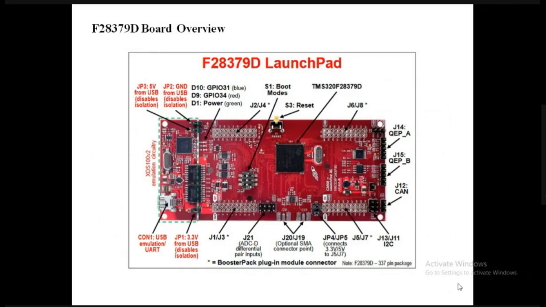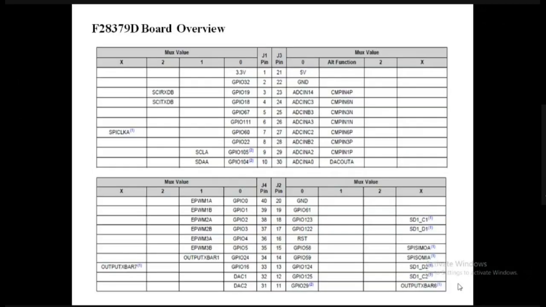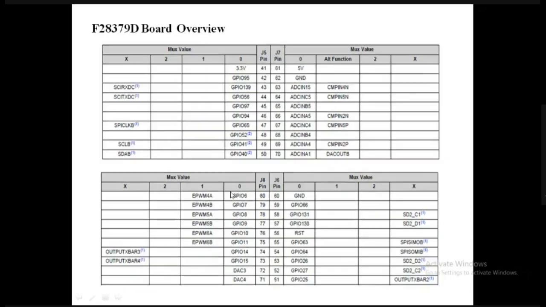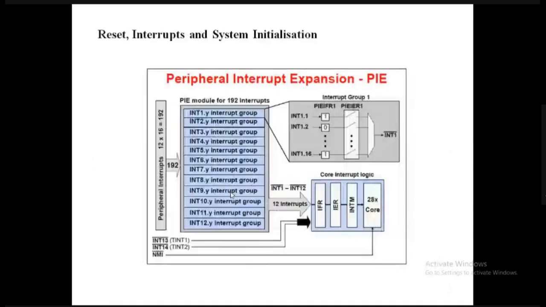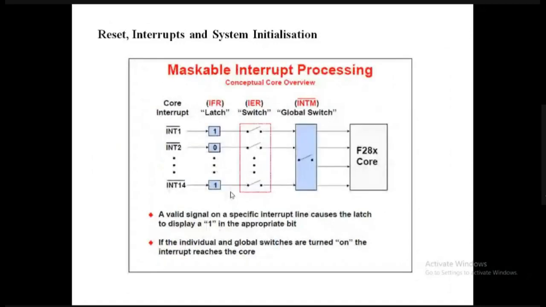GPIO pins present on this microcontroller, and then we saw GPIO and peripheral muxing, like what GPIOs we can use on the board and how we can assign them to a particular peripheral. From here we saw when the mux value is set to 0, it is a GPIO pin, and if it is set to 1, it will be an EPWM pin. So the mux is divided into two categories as we saw yesterday, that is normal mux and Gmux. And then we looked at the interrupt, how the core interrupt is processed with the help of IFR, IER, and INTM global switch. So we looked at this logic.